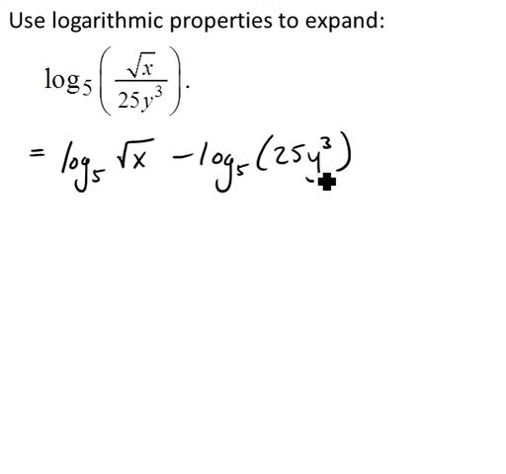And then we need to look to see if we can expand any further. In that first term, we can rewrite the square root of x as x to the 1/2 power. By the definition of the fraction exponents, x to the 1/2 is equal to the square root of x. But writing it that way will allow us to use the power rule in the next step.